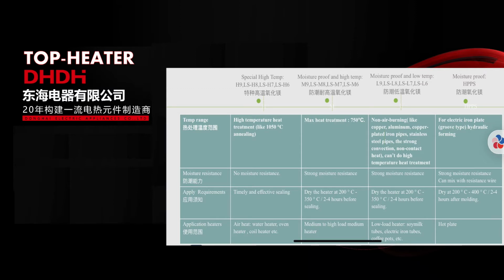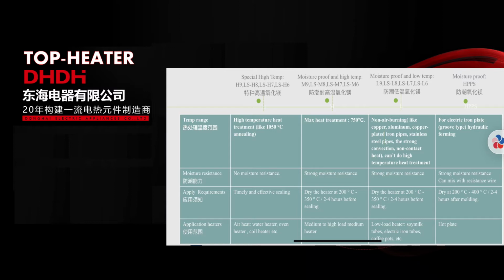If you have heating elements like this type, you can inquire about this series, and you can also tell us your heating elements information. For the apply requirements, it is normally to dry the heaters at 200 degrees Celsius to 350 degrees Celsius within 2 to 4 hours before sealing. These two series are also the same for the apply requirements.